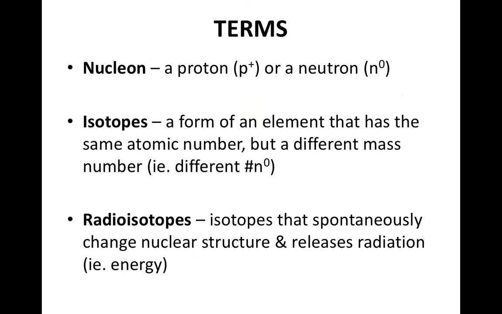Okay, so some terms: a nucleon is a proton or a neutron. An isotope is a form of an element that has the same atomic number but a different number of neutrons. A radioisotope is an isotope that spontaneously changes nuclear structure and releases radiation or energy.